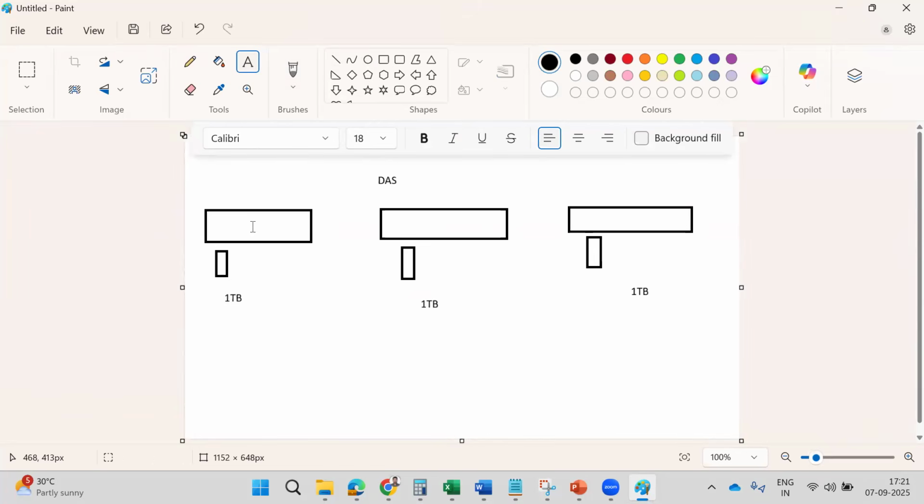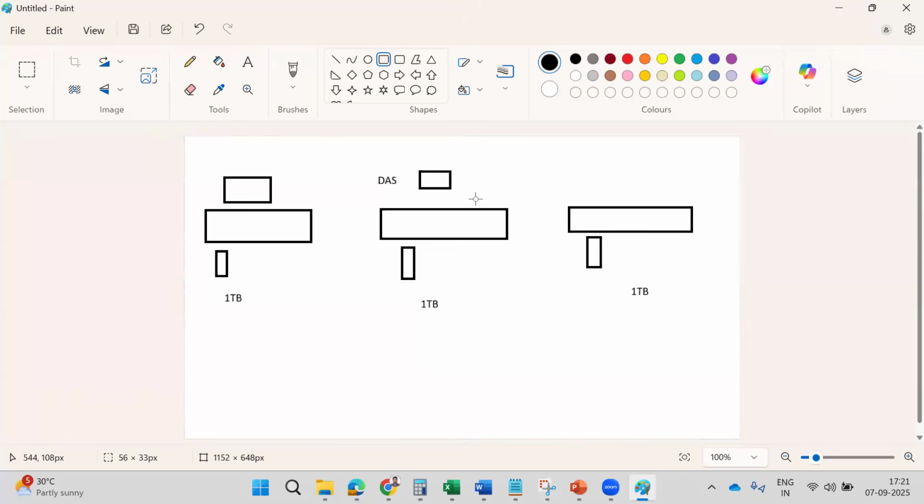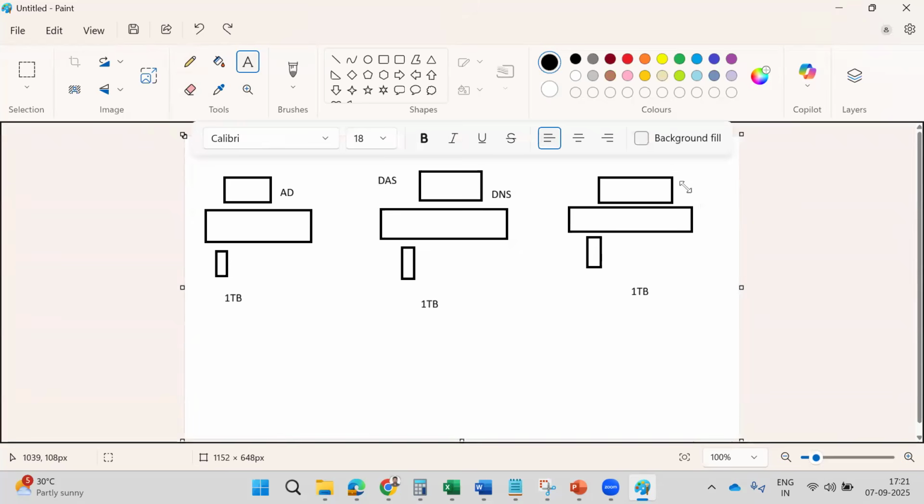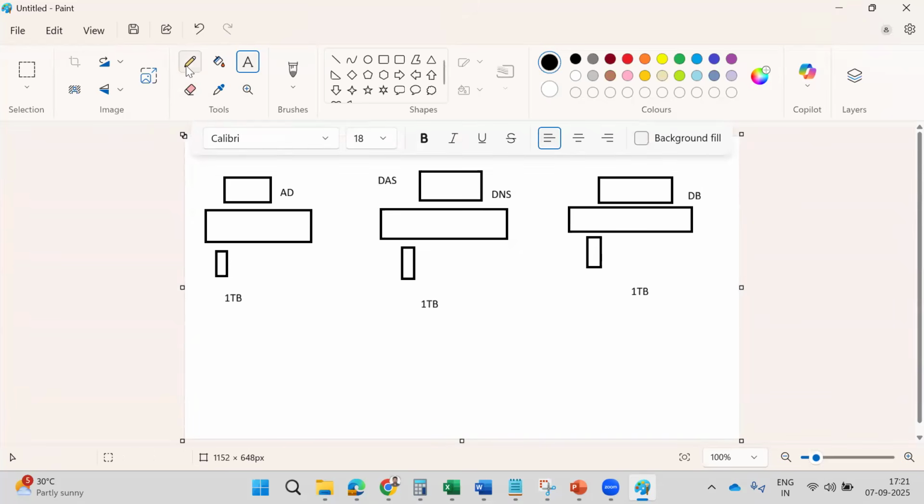Okay, I have three different servers. All servers have locally connected storage. So now on top of this, I run some applications. Here I run an AD server, this is going to be the AD server, this is going to be the DNS server, and this is going to be the web server. And this is going to be the database server. Okay, so I set up my environment like this.